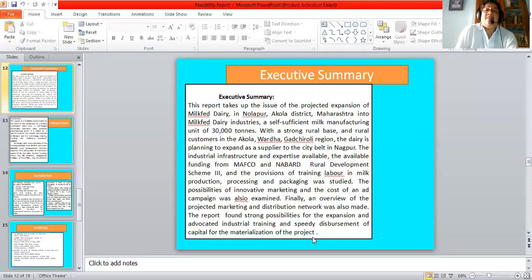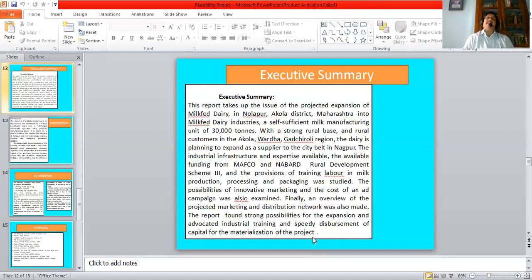Finally, an overview of the predicted marketing, processing, distribution was also made. The report found strong possibilities for the expansion and advocated industrial training and speedy disbursement of capital for the materialization of the project. Okay, so after considering various aspects, the report that has been prepared has given a green signal, a go ahead for the project.